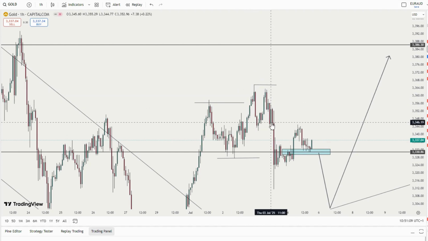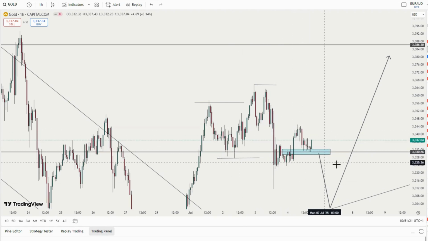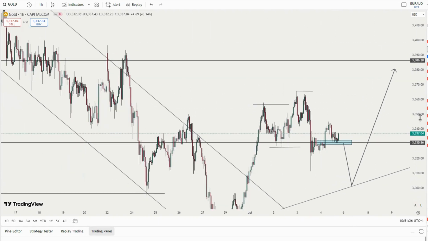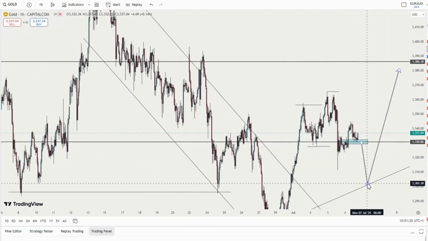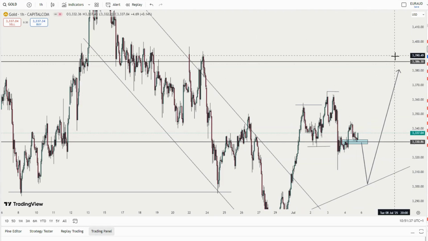But at least price came to take the liquidity around this area, and then we saw price closing above this particular level, which means that price might invalidate this particular high on Monday. And if that does not happen, we will see price coming back to this area, and then we might see buy pressure from this area that will break all of this to the upside.